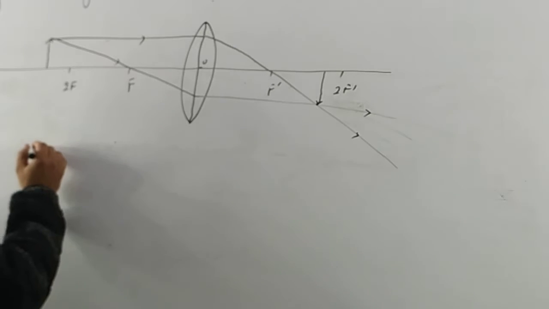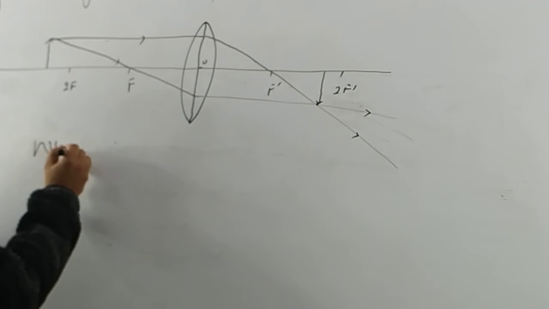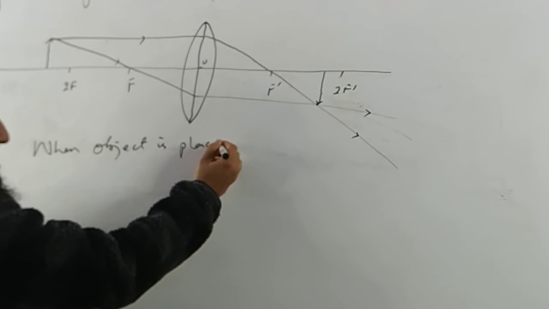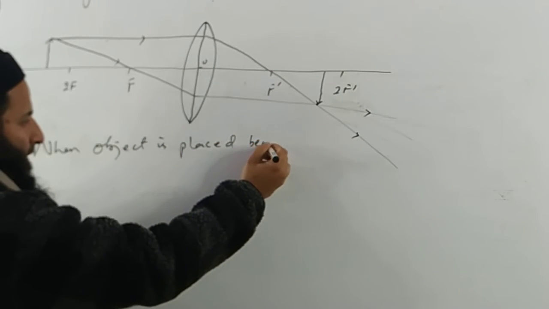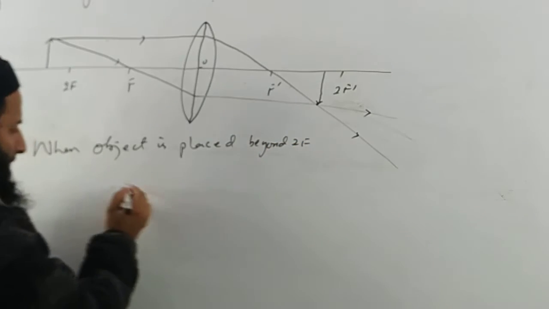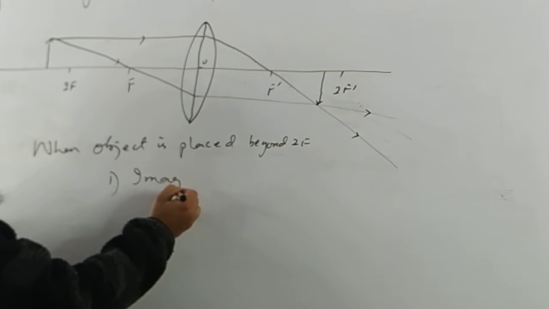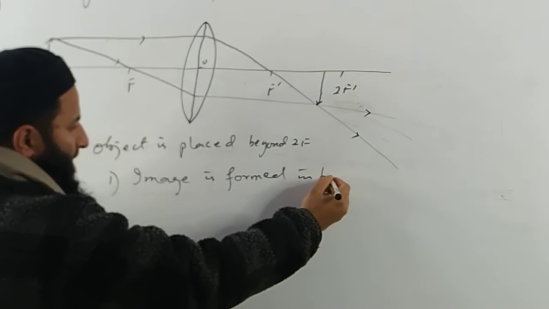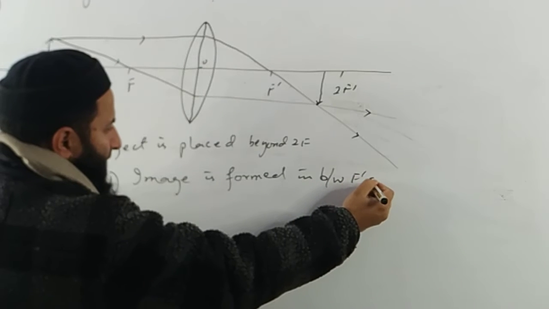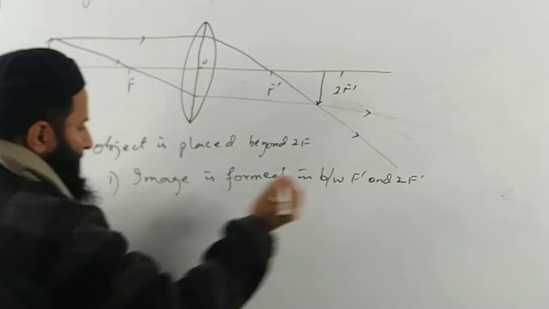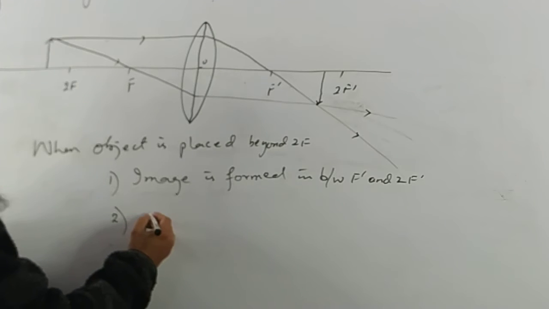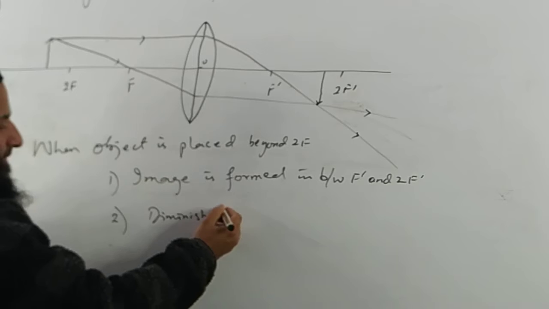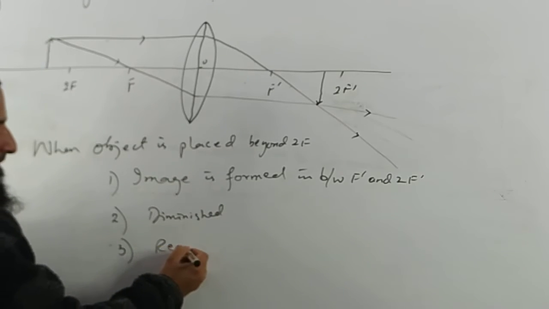Remember, when the object is placed beyond 2F, the image is formed in between F dash and 2F dash. This is a smaller image, diminished. इसकी छोटी बनती है, diminished, real and inverted.